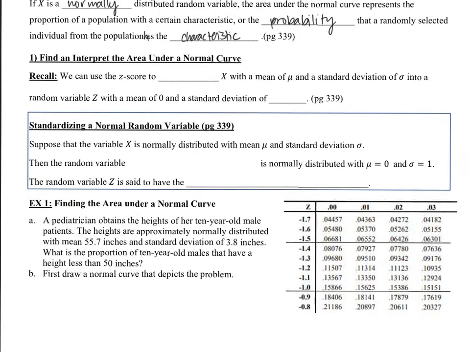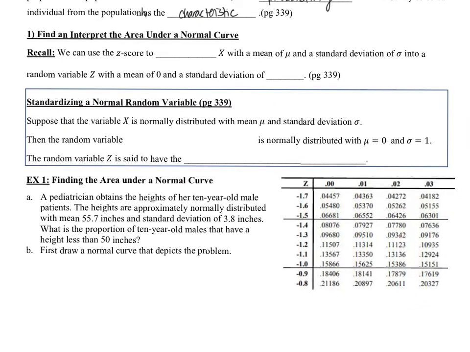Okay, so for objective 1, find and interpret the area under a normal curve. Recall, we can use the z-score to change x with a mean of mu and a standard deviation of sigma into a random variable capital Z with a mean of 0 and a standard deviation of 1.